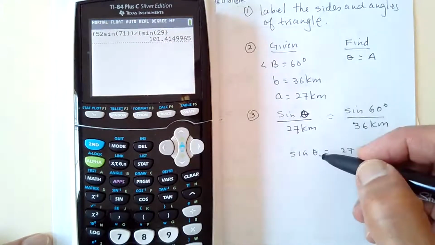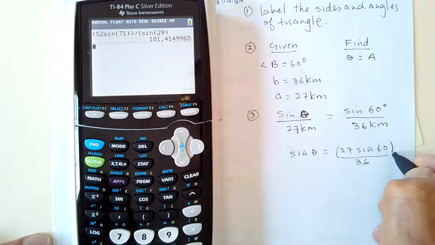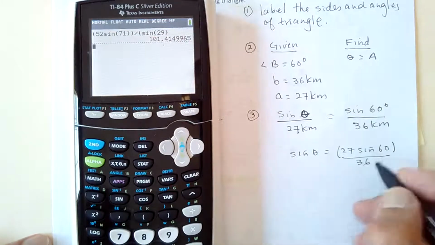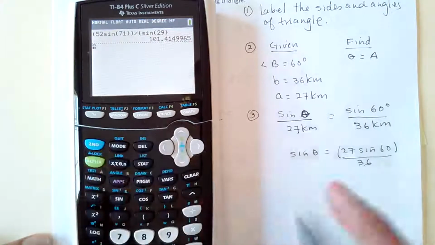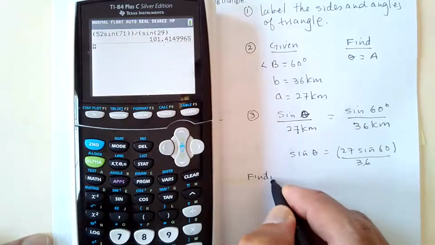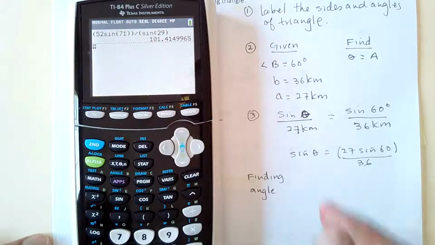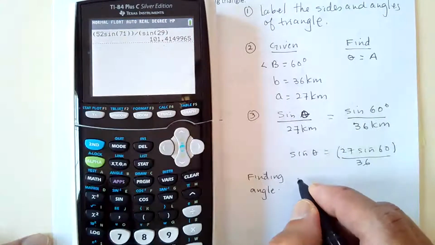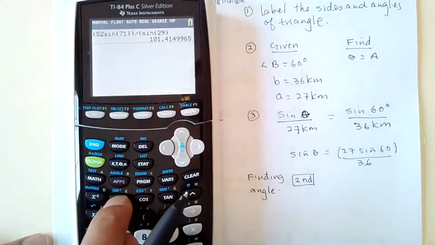Now notice I need to find the angle. So I have to use my inverse button. Now, I like to put a bracket around these. So what you'll do now is to press your second button because we need to find the angle. So we're finding angle. So we have to use a second or inverse button. So second sine.